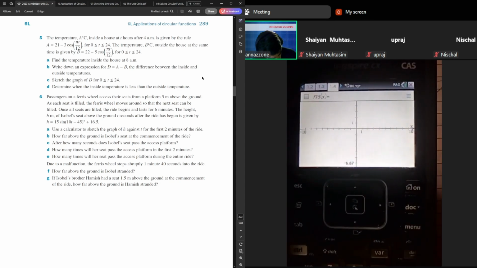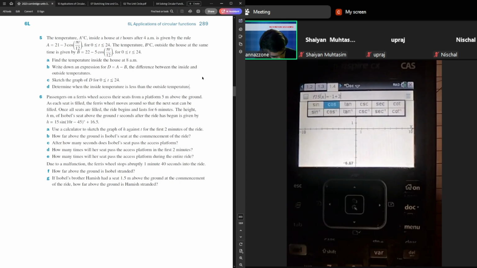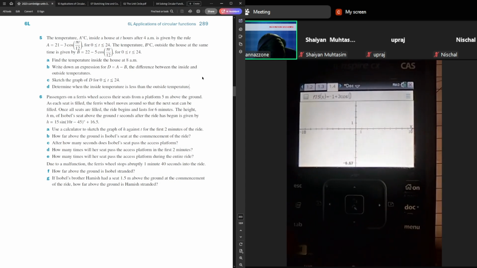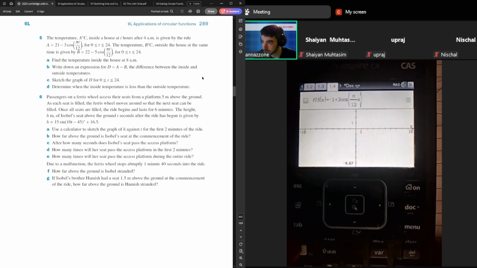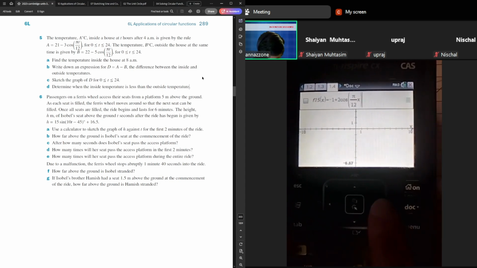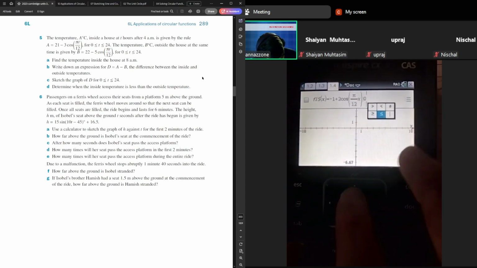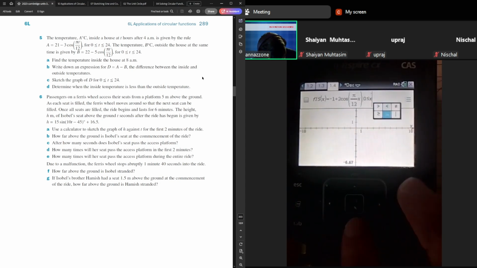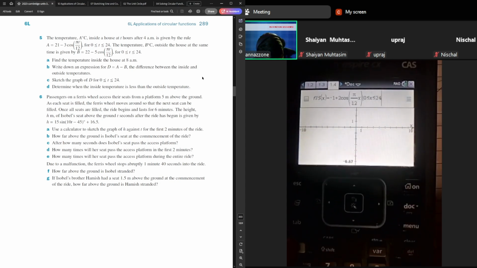So what did I say it was? It was -1 plus 2 cos 2 cos pi on 12x. You can put a domain on it. Why not? X less than or equal to 24. Set our domain appropriately.